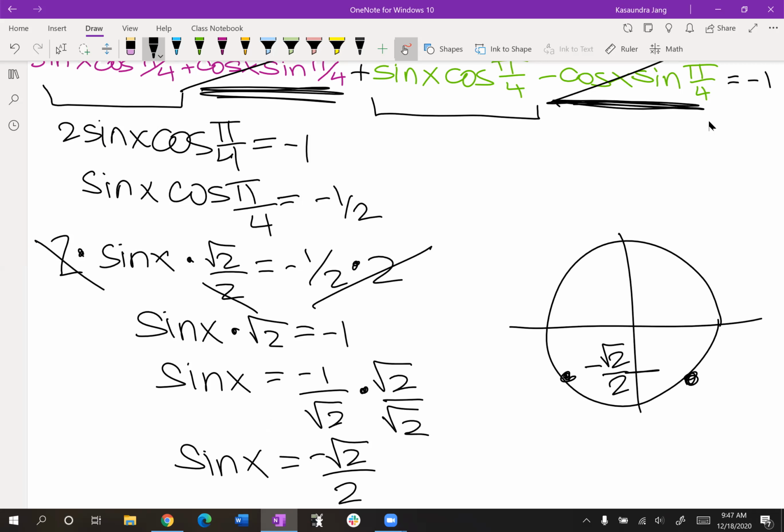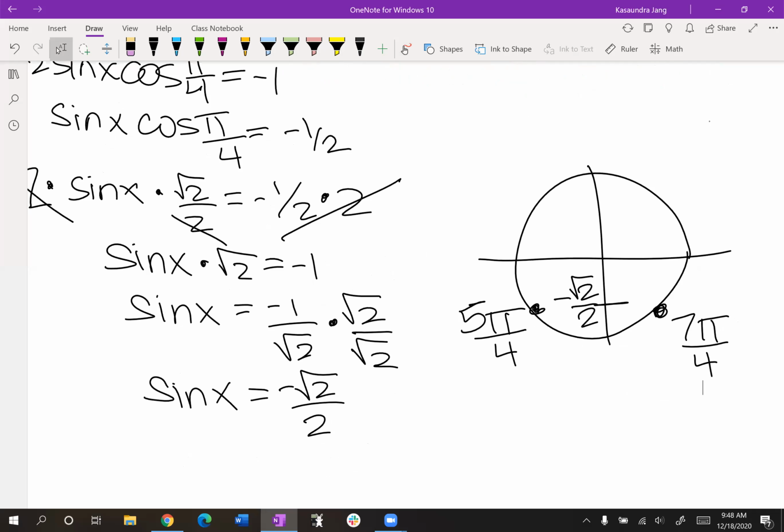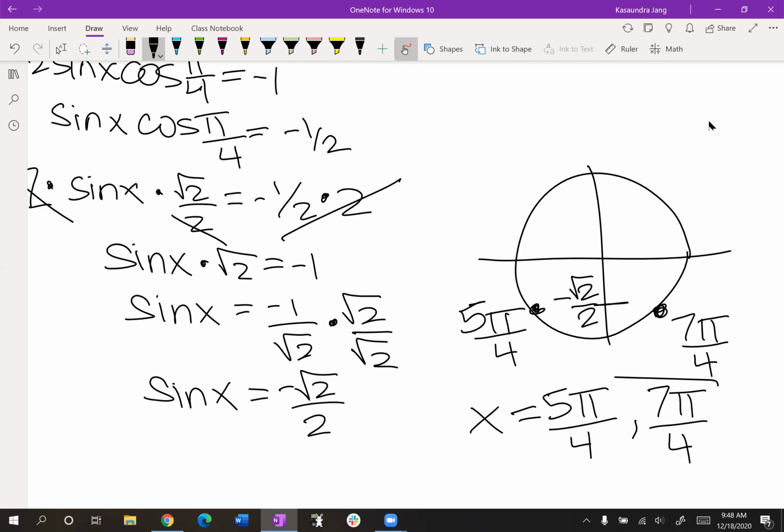And again, we should have this rather memorized. I'm thinking we've got 5 pi fourths in the 3rd quadrant and 7 pi fourths in the 4th quadrant. And they only wanted me to go around the unit circle once. So these are my 2 solutions. x equals these 2 angles, and there's my answer.